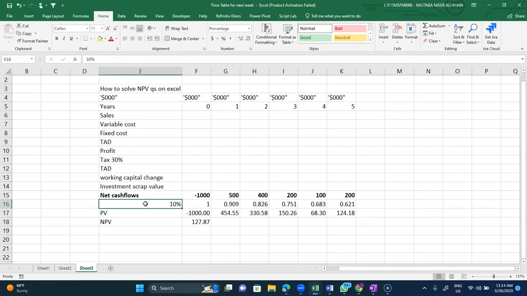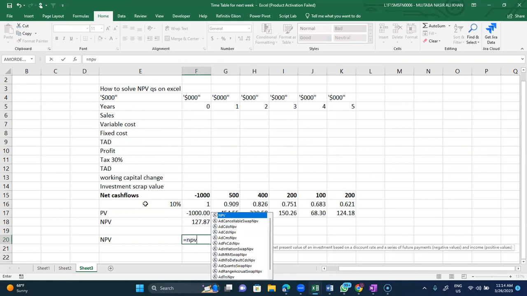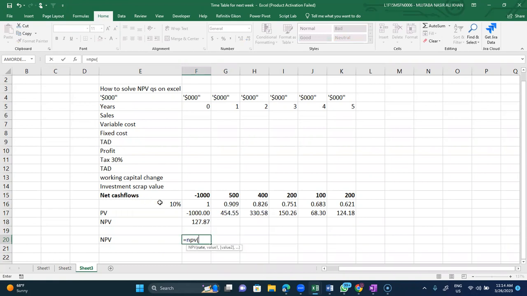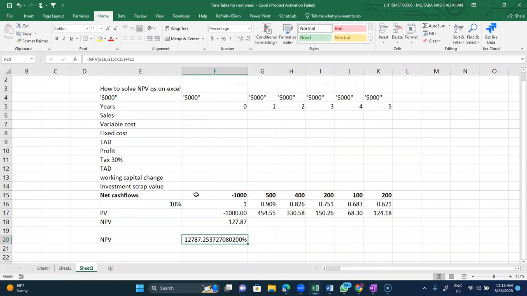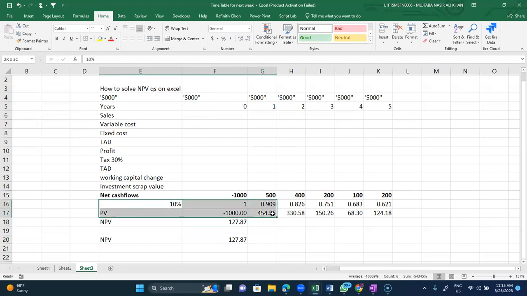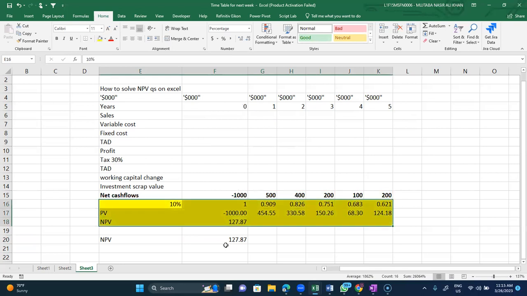The examiner has introduced one simple formula for the NPV. Write NPV is equal to, simply write the 3-letter NPV, bracket start. First of all, write the discount rate 10%. Apply comma. Select all cash flows from year 1 onwards. Remember the rule: select all cash flows from year 1 onwards. Bracket close and deduct the initial investment. But the initial investment is already negative. That's why I will add the initial investment. Otherwise, negative will become a positive value. So let me correct it: 127.87.